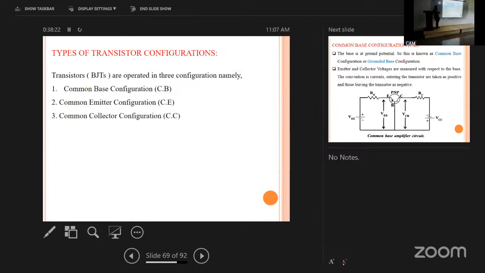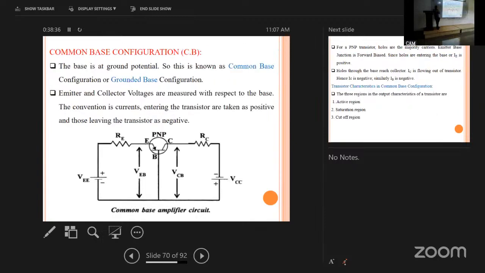Depending upon the common connection between the input and output, we can classify these transistors as common base configuration, common collector configuration, and common emitter configuration. Next. This is the common base configuration. Common base means base, emitter, collector. Why do we require these resistors here, RE and RC?